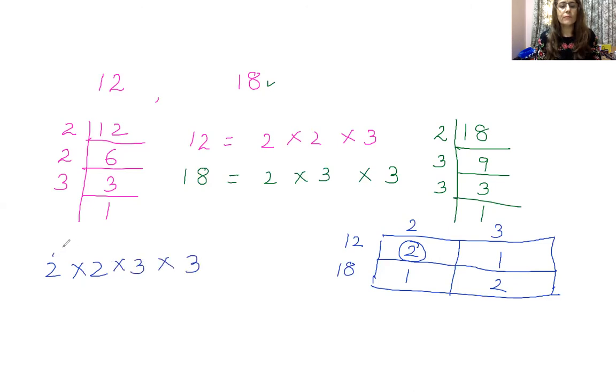Now we will multiply all these numbers together. 2 twos are 4, 4 threes are 12 and 12 threes are 36. So 36 is the LCM of 12 and 18.